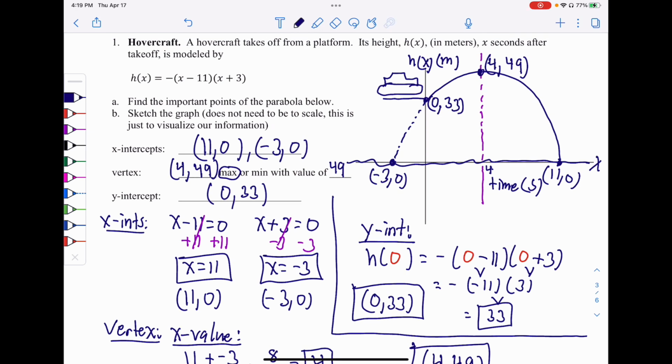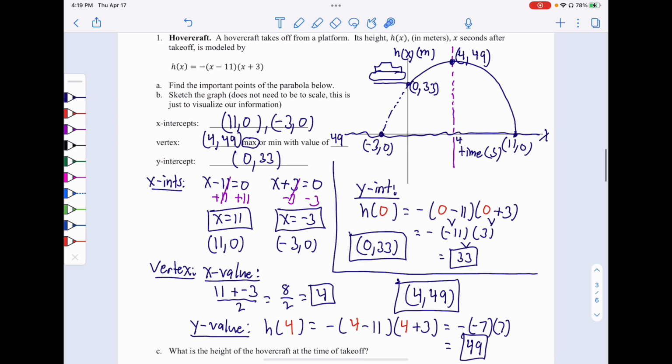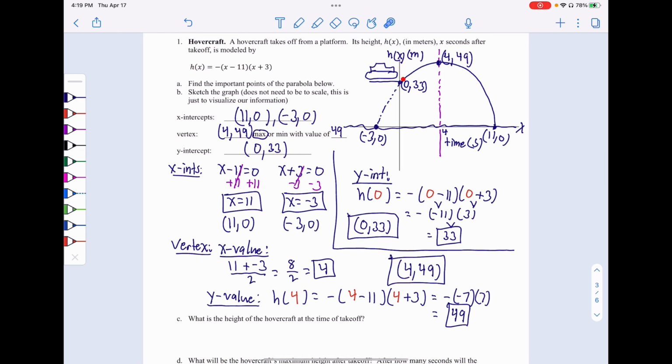That's how we work our parabola. All right, so important part, x-intercepts given by the zeros of our factors. So negative 3 and 11. Vertex stuck in the middle, which is added together, divide by 2, 4. Substitute the 4 to find the height. We got 49. And then the original height, we substitute 0 at 0 seconds. We got 33 meters. So we can tell our important points. It took off at 33 meters. After 4 seconds, it had a maximum height of 49 meters, and it landed after 11 seconds.